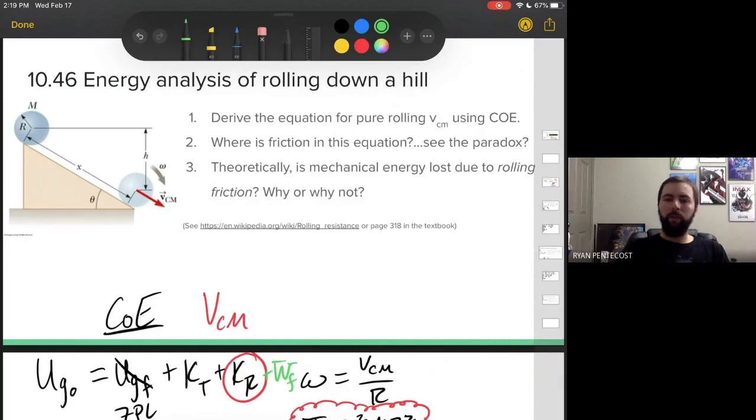So rolling friction is the deformation of the object or deformation of the surface, transferring some mechanical energy into internal energy, right? Which isn't something that we really go over in this class, but it's there. Now, theoretically, yes, there's mechanical energy loss due to rolling friction, but we're not going to consider that in this problem.